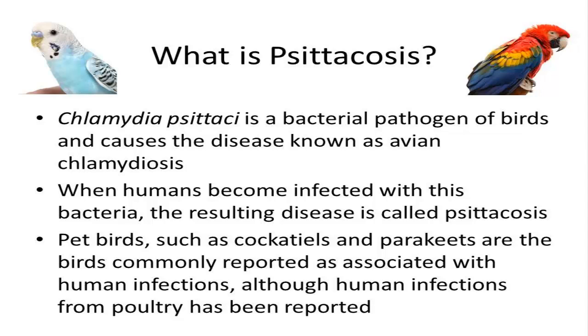While many types of birds can be infected with Chlamydia psittaci, the type of birds commonly reported as associated with infections in humans are pet birds such as cockatiels and parakeets. However, human illness associated with poultry and other types of birds has been documented.